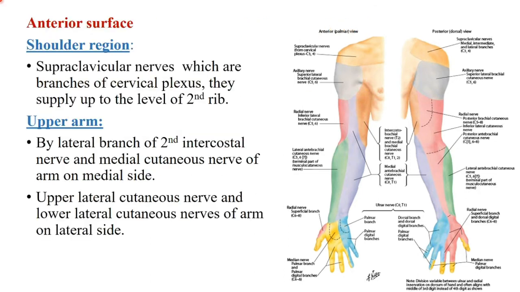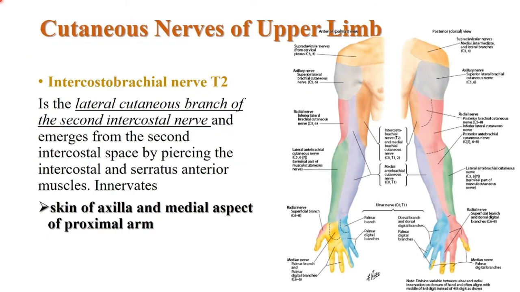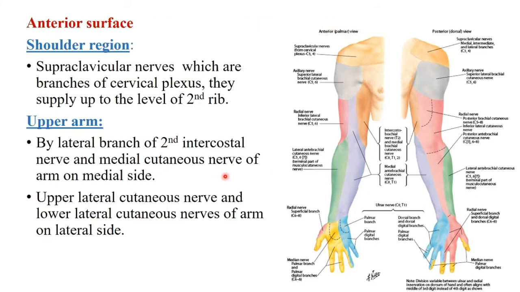So this was all about these nerves supplying the upper limb areas. Now going region-wise. Anteriorly, the shoulder region is supplied by the supraclavicular nerve, which is a branch of the cervical plexus, and this supraclavicular nerve supplies up to the second rib level. So this is the supraclavicular nerve. The upper portion of the anterior aspect of the shoulder is supplied by the supraclavicular nerve.